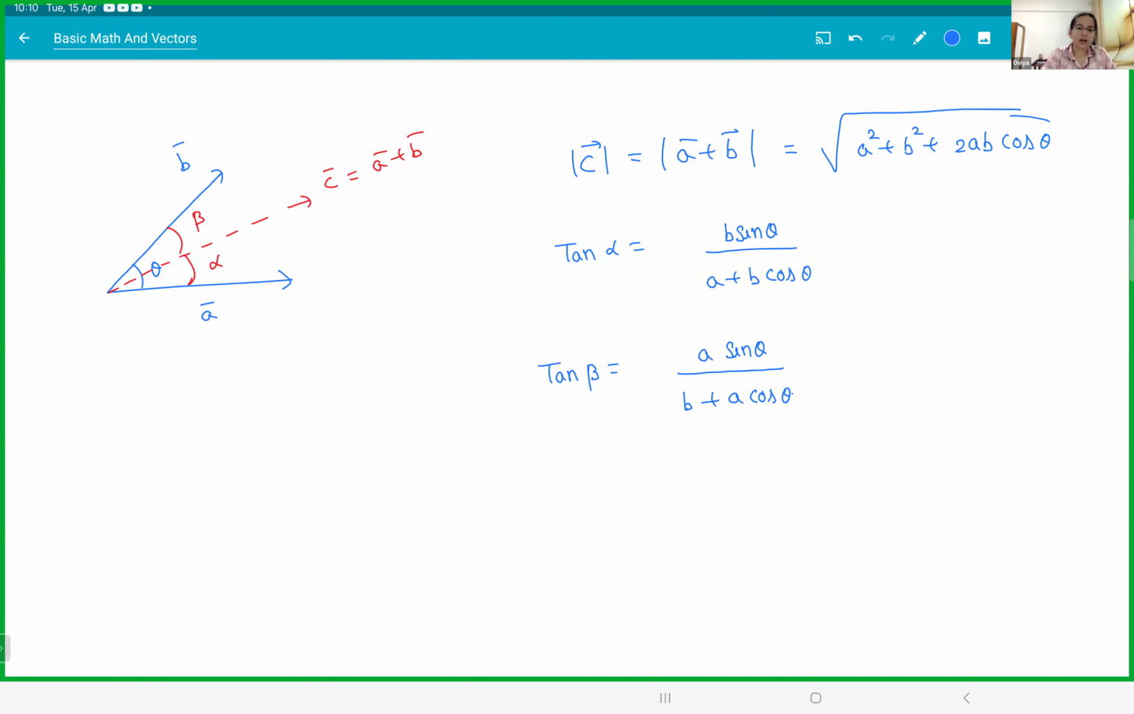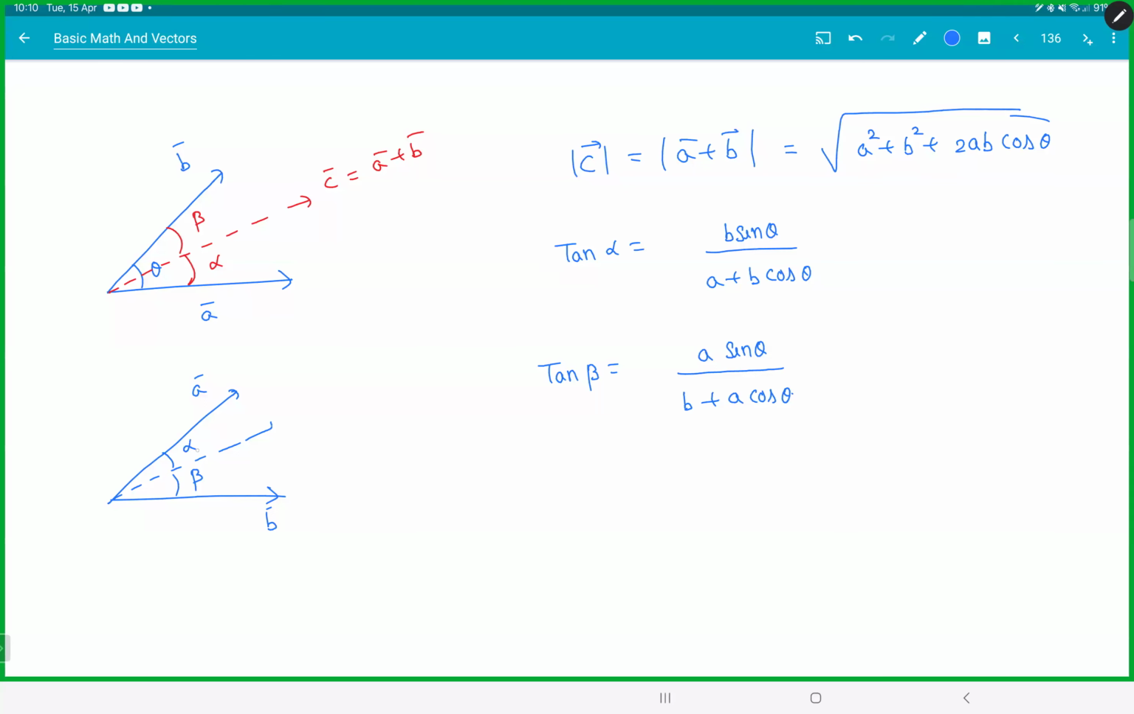Sir, can you please tell how you got tan beta? Same thing, na? What will we do for tan beta? So what was this component? This was A plus B cos theta, and this was B sin theta. So let's do the reverse way. See, I can keep A and B wherever I want, isn't it? So let me keep B this way, and let's keep A this way. Now, isn't this beta?